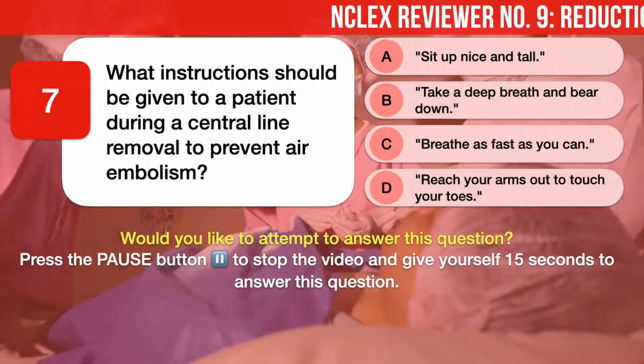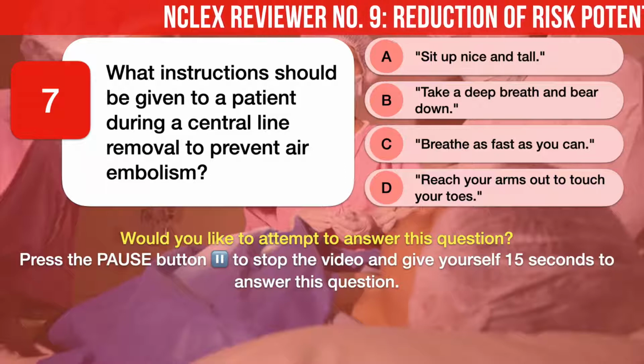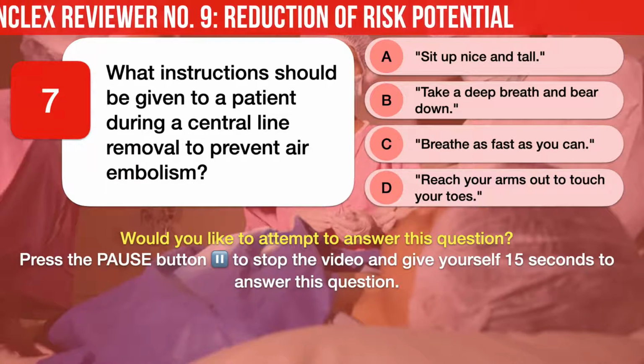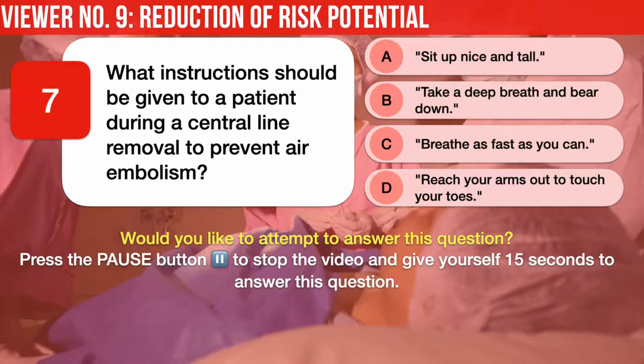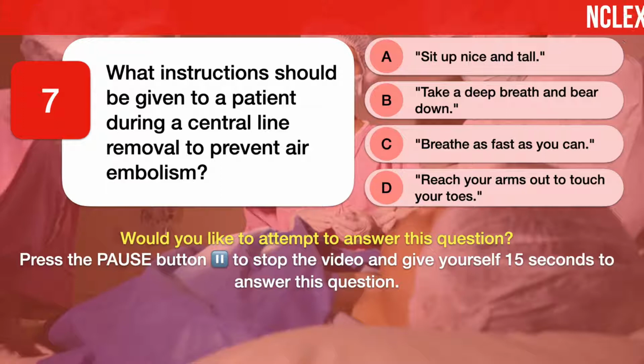Question number 7. What instructions should be given to a patient during a central line removal to prevent air embolism? A. Sit up nice and tall. B. Take a deep breath and bear down. C. Breathe as fast as you can. D. Reach your arms out to touch your toes.